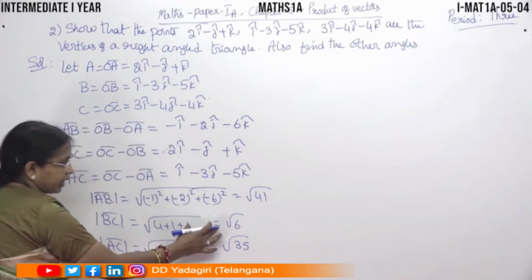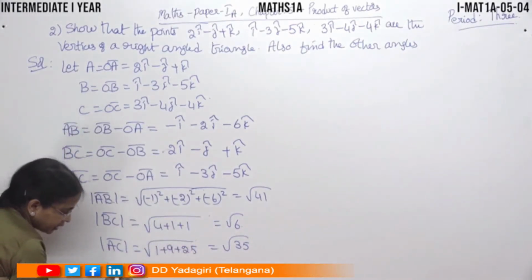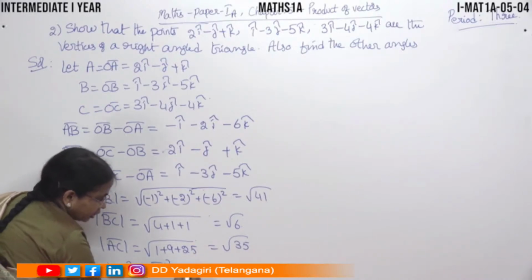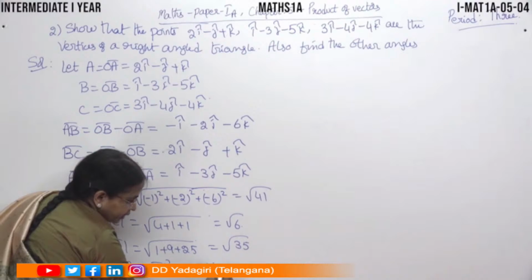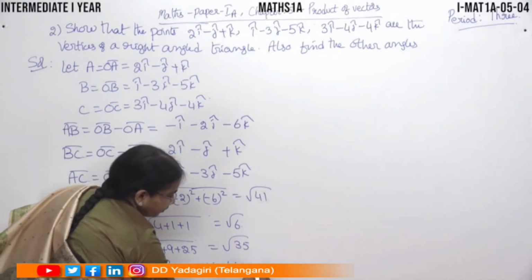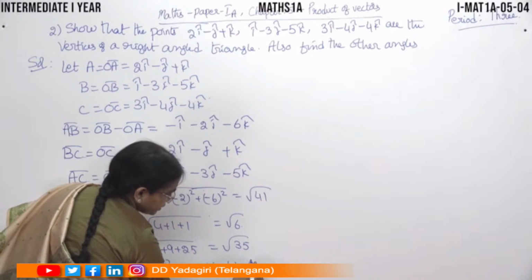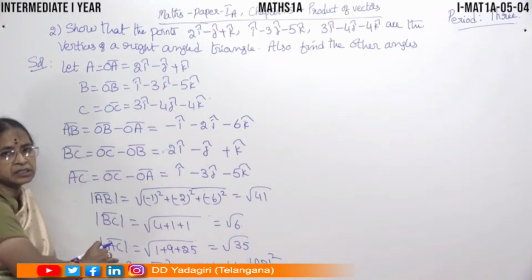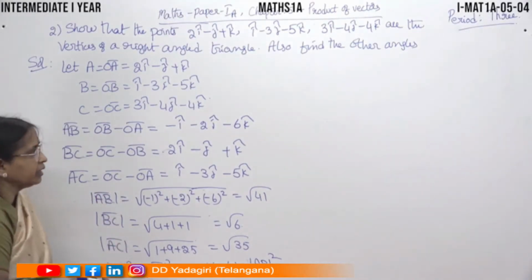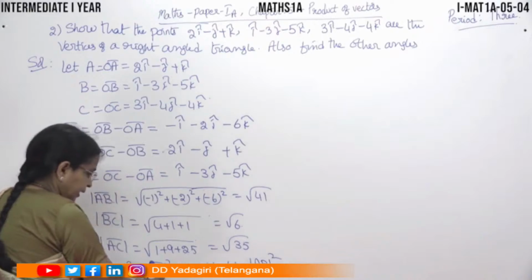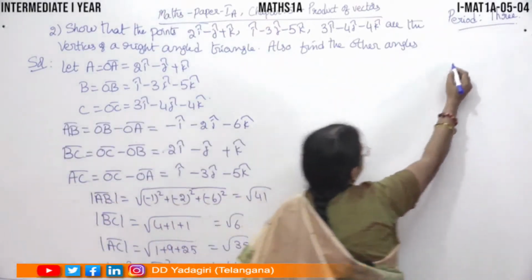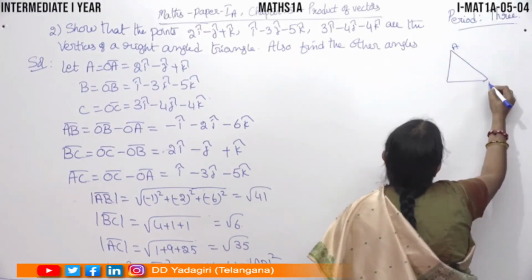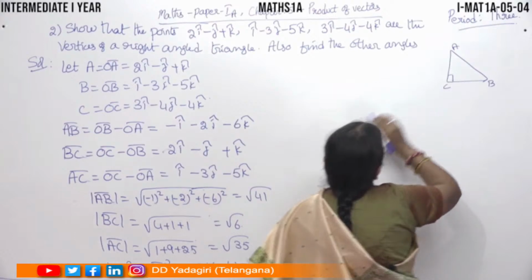You can see when you are adding the squares of this, mod AC square plus mod BC square is equal to 35 plus 6. That is 41, which is equal to mod of AB square. So according to Pythagoras theorem, you can say that they form the sides of a right angle triangle. So where is the right angle? Right angle is at C, because in the right angle triangle, AB is the hypotenuse. According to this, AB is the hypotenuse. So angle C is the right angle.